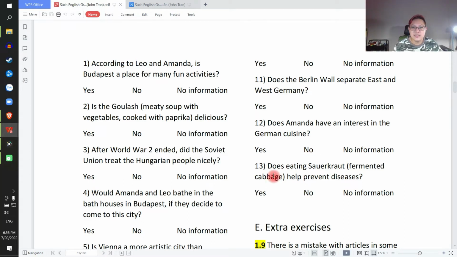Number 13. Does eating sauerkraut or fermented cabbage help prevent diseases?